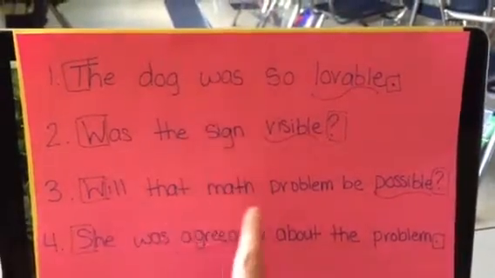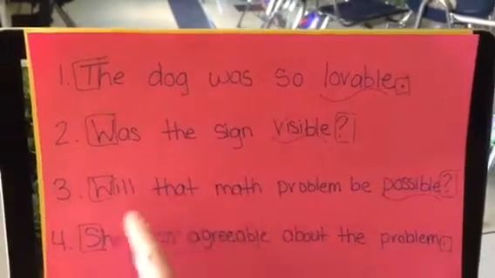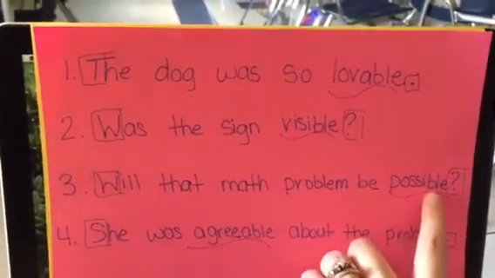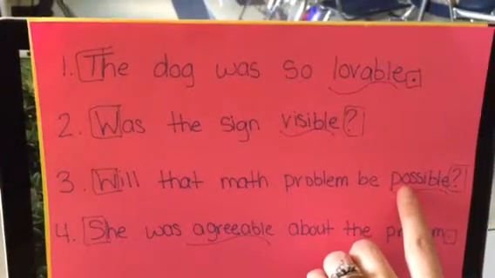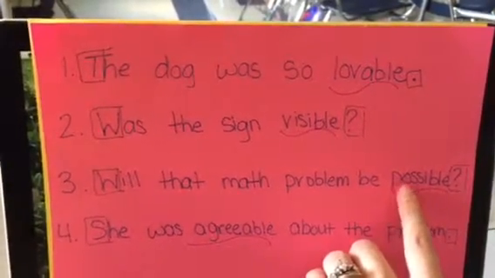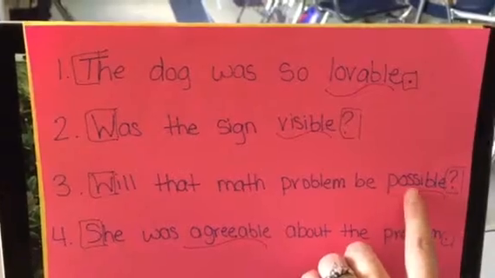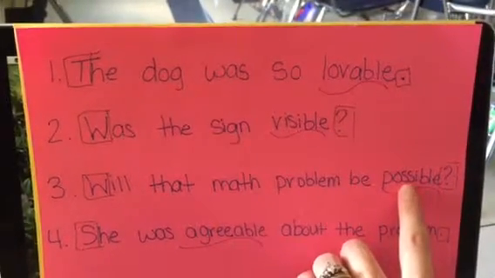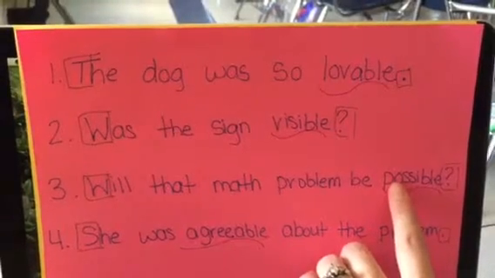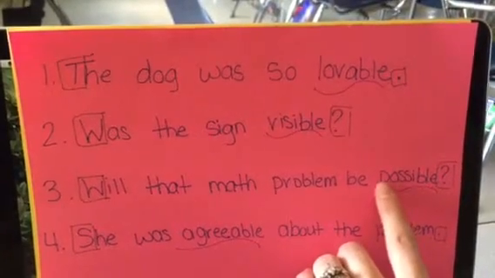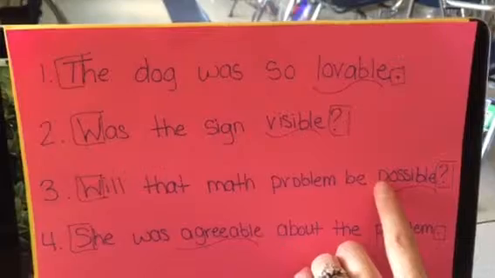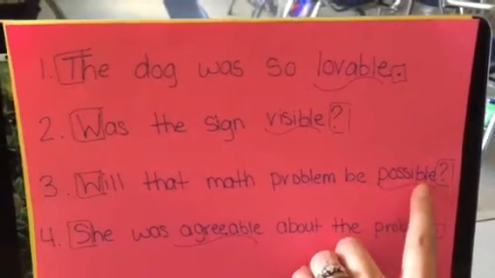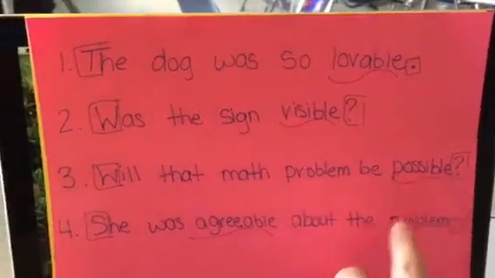Number 3, will that math problem be possible? Capitalize my first letter. Possible. Since it has ible, pos is not a word, but I can sound it out. Pos. And on pos, I can use my floss rule, and I know that I double F, L, S, or Z, and the O is a short O. So I know I have to double the S. Pos. Let me double the S to follow my floss rule and add ible to the end.